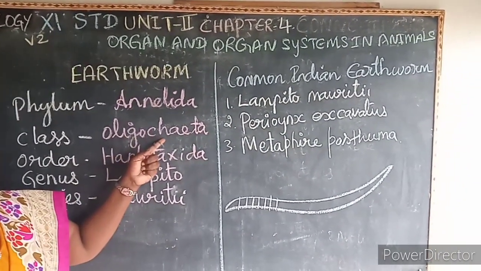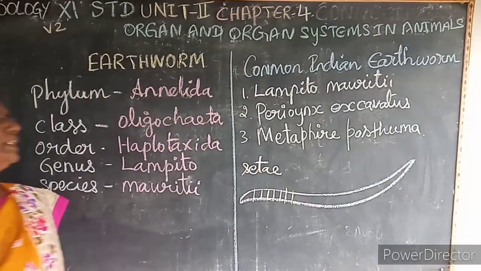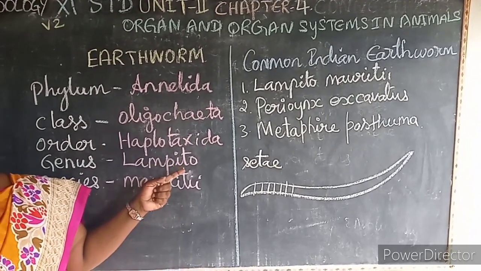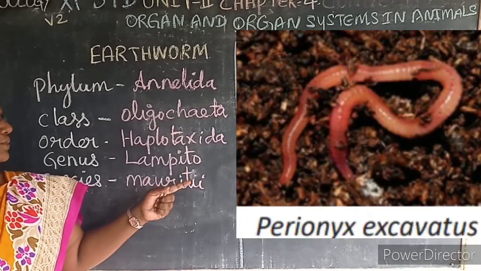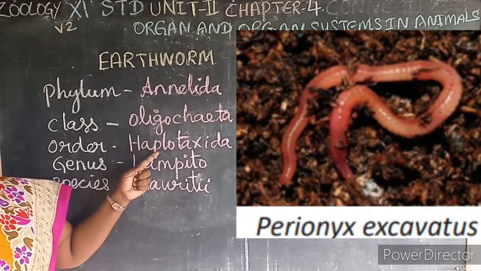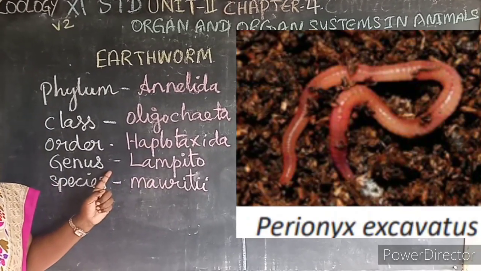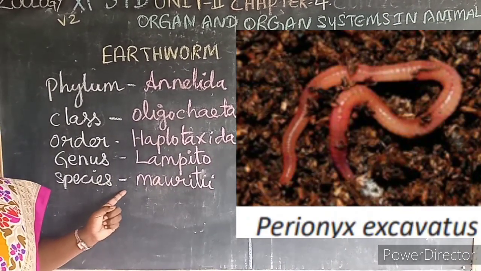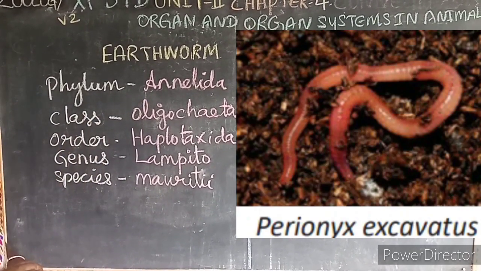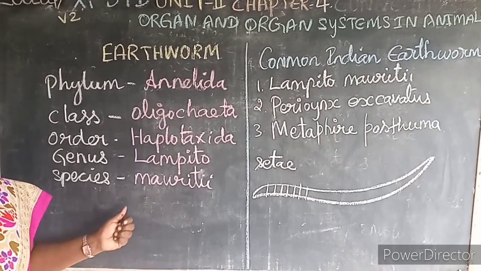Oligochaeta. Chaeta means setae. On the ventral side of the earthworm, you can see the S-shaped structures. These S-shaped structures are known as setae. They help in locomotion. Then order Haplotaxida. Taxida includes a digestive system that runs from the mouth to the anus. Then genus is Lampito. Then species is Mariti. Say the term Mariti. So what is the phylum? Annelida. Class Oligochaeta. Order Haplotaxida. Genus Lampito and species Mariti.